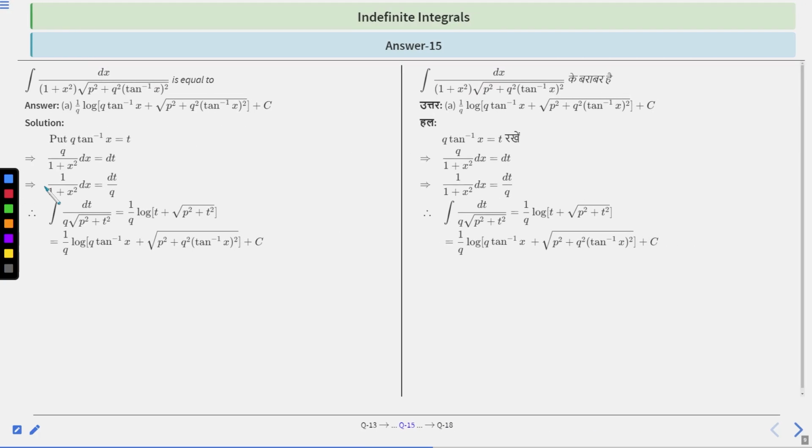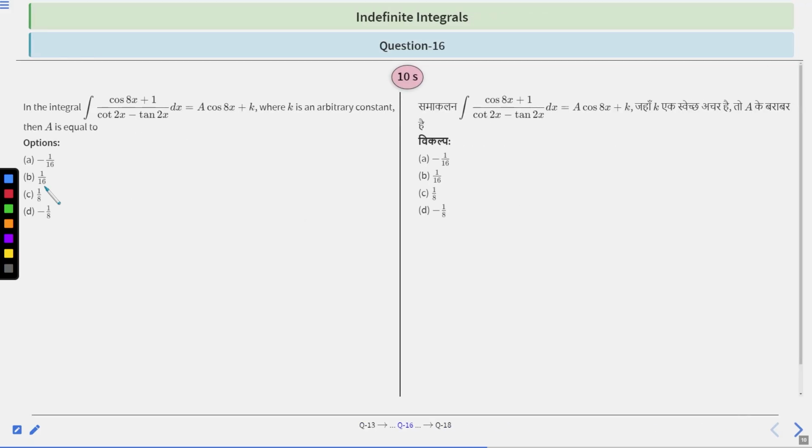Okay, let's move to the next question, question number 16, which says that the integration of (cos 8x plus 1) upon (cot 2x minus tan 2x) dx is equal to a cos 8x plus k, where k is an arbitrary constant. Then we have to find a. What will a be equal to?